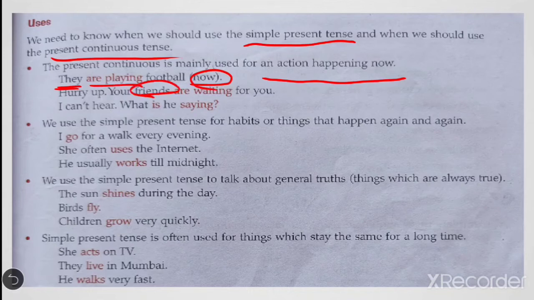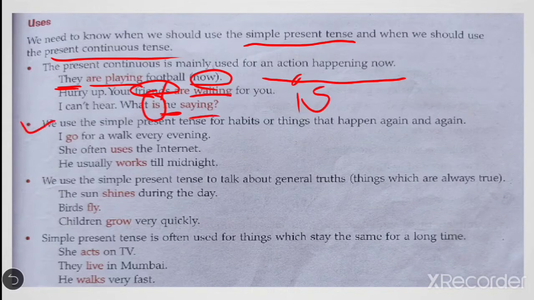Friends, more than one. So that's why are waiting. If there is only one, friend, only friend, not as, so that time is will come. Friend is waiting. I can't hear. What is he saying? Question sentence. What is he? Because of he, is will come. And with the verb ing.